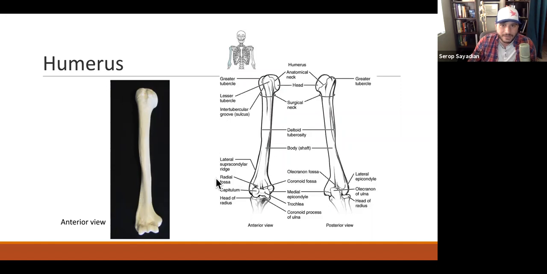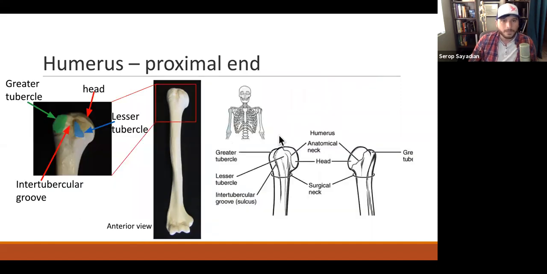Here's an anterior view of it. Now, when you're looking at the humerus, you got to be able to tell if you're looking at the front or the back as well. And the best way to do that is to find this groove. It's called the intertubercular groove, okay? If you were looking at it without the label, you would see this little divot, this dark area right here. This is the intertubercular groove.